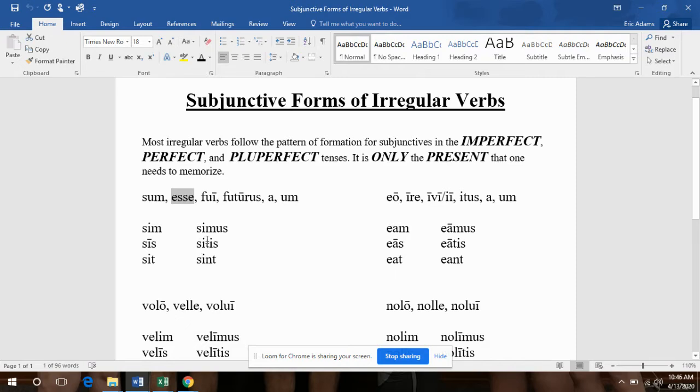The perfect tense, you would again take the perfect stem and put on your perfect subjunctive endings: erim, eris, erit, erimus, eritis, erint. And for the pluperfect, it would follow that pattern too. We haven't gotten to it as of yet.